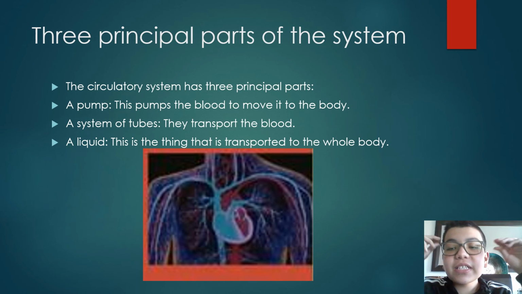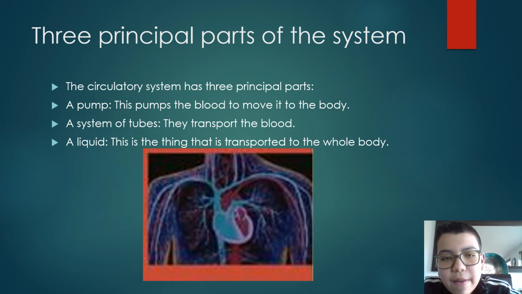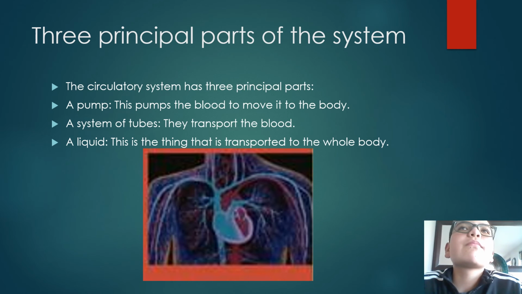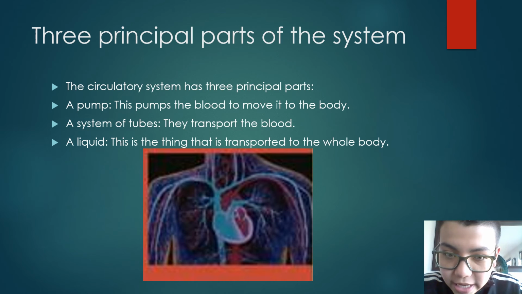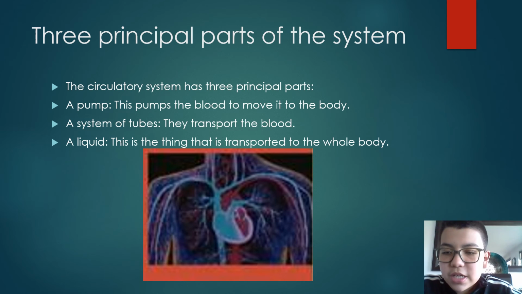We have three principal parts in the circulatory system. First, we have a pump. This pump pumps the blood to move it through the body. When you touch your heart, you can feel it pump, and you're going to feel more pumps if you do some training.